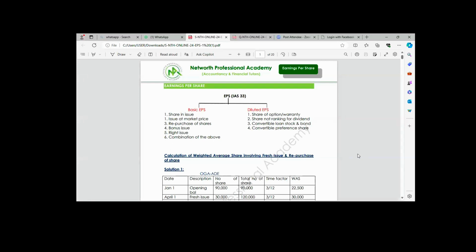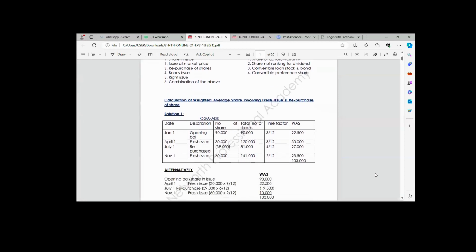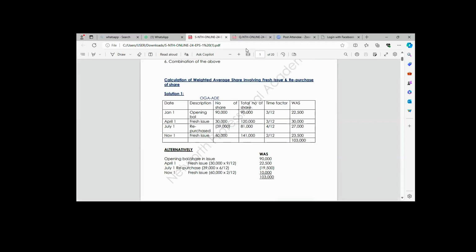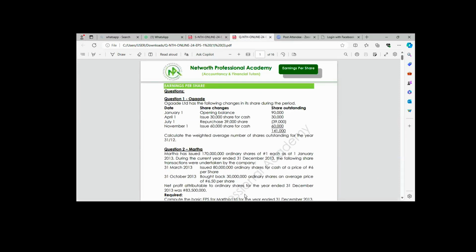Let's start with how to calculate weighted average shares involving fresh issue, repurchase, and the opening balance. Let's deal with that first. Look at this. Let me share a question. This is the question. Question one, Ogade Limited. Ogade Limited has the following changes in the shares during the period. Calculate the weighted number of shares outstanding for the year ended 31st December 2012. I will not make use of this table.